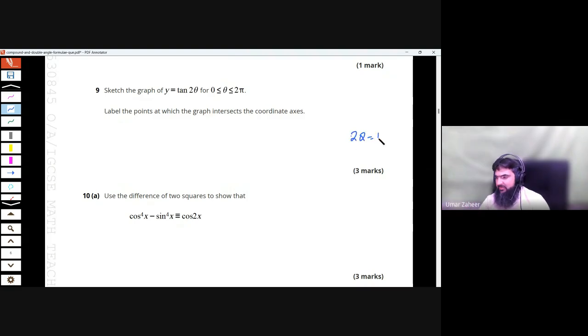2 theta is equal to 180 degree, right? So theta is equal to 90 degree means the period will be 90 degree. The period will become 90 degree.